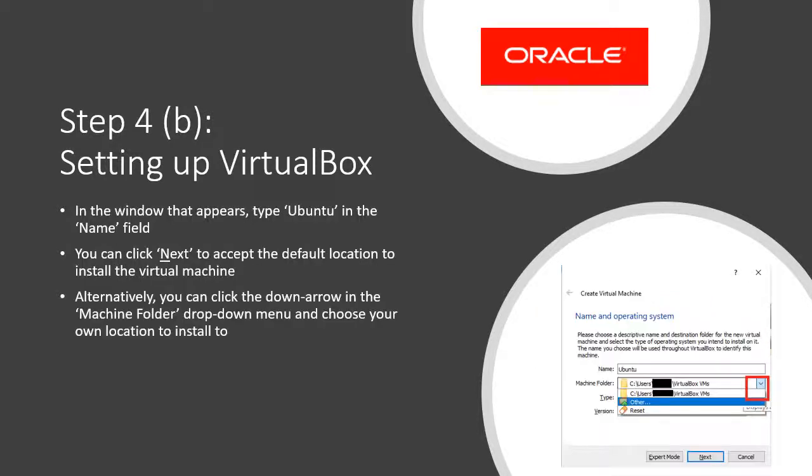After hitting that New button, we'll be presented with another window titled Create Virtual Machine. Here in the name field, just type Ubuntu and it should populate the type, hopefully the version as well. And then Machine folder is just where you're going to store that virtual machine. I would recommend storing on a disk or drive with lots of extra storage space, but if you've only got the one, then just go ahead and accept the defaults.